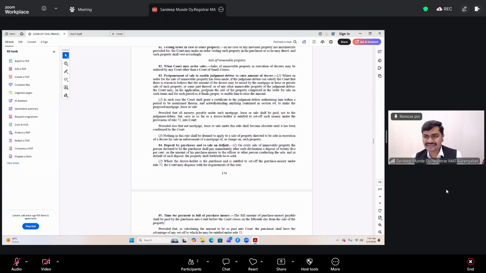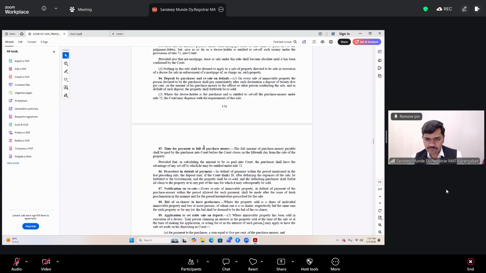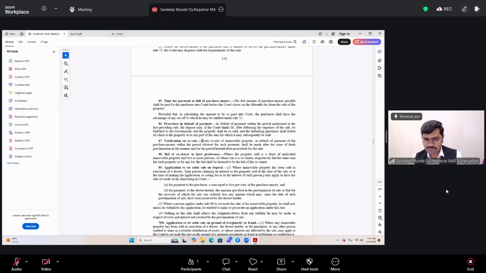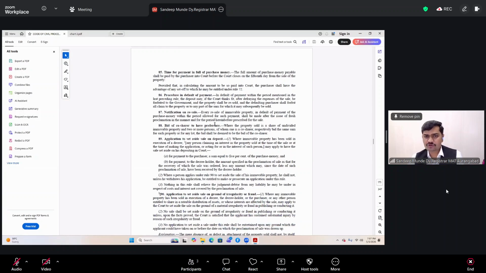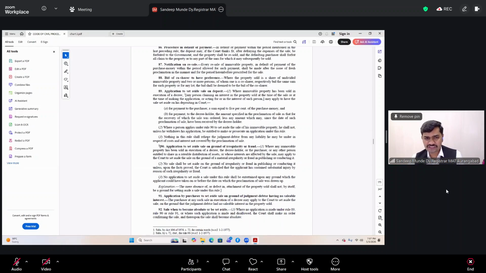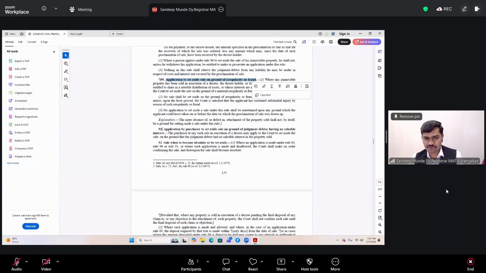Deposit by purchasers and resale on default. Time for payment in full of purchase money. Procedure in default of payment. Notification on resale. Bid of co-sharer to have a preference. Application to set aside sale on deposit. Application to set aside sale on ground of irregularity or fraud.